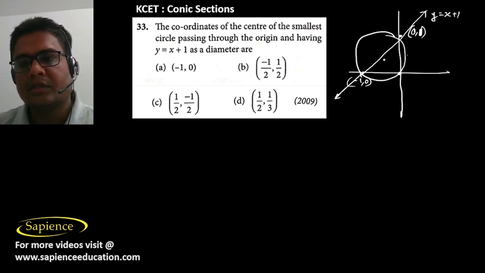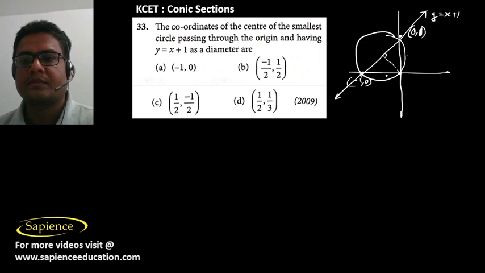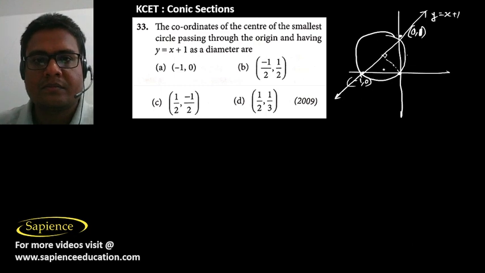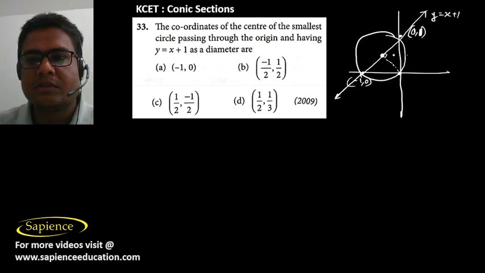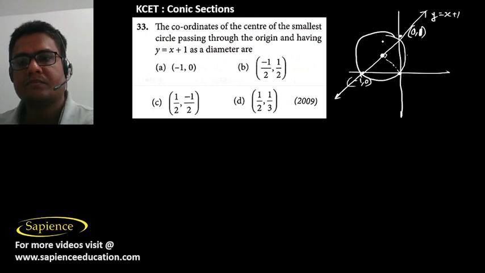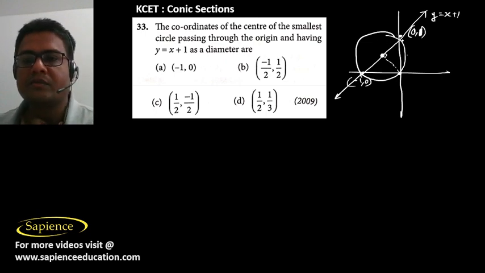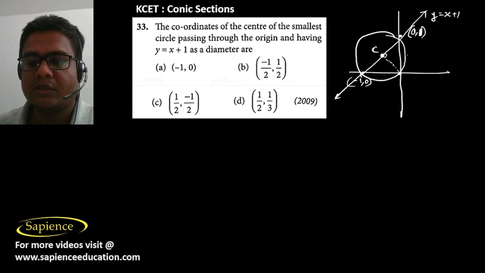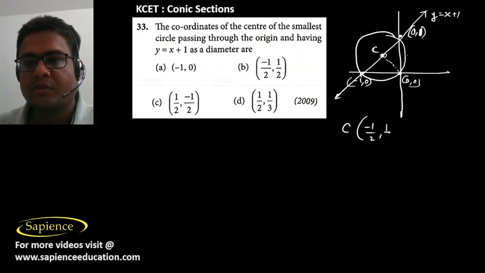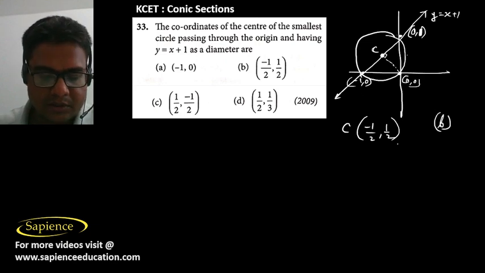Now this length is the same. So it means that if a perpendicular is drawn here, then this will be the center. This will be the center, the midpoint of these two. The midpoint of these 2 points will be the center of the circle. So therefore the midpoint will be minus 1 by 2 comma 1 by 2. So option B is the correct answer.